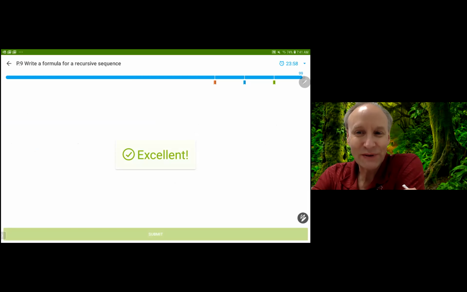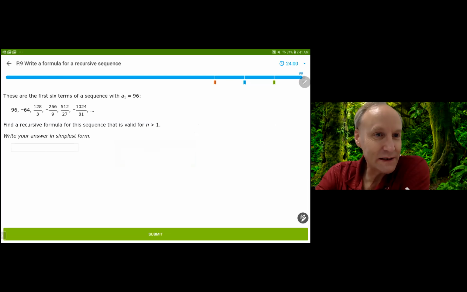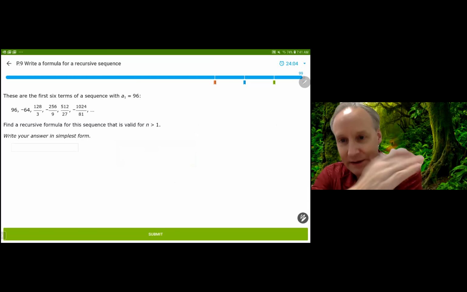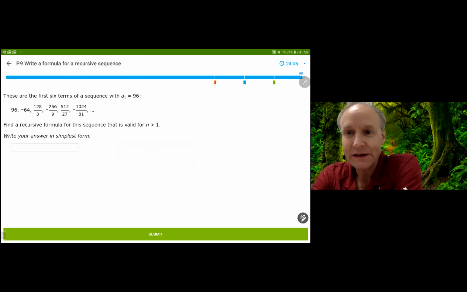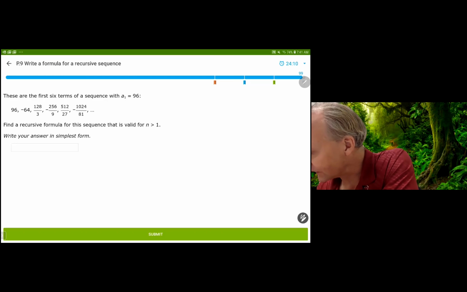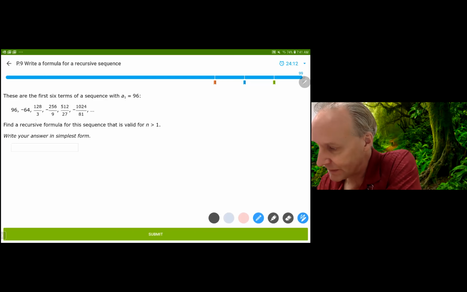And we have one last one. Hopefully you guys can get it. And okay, we're alternating negatives. I hope you saw that right away. So our multiplier is going to be negative. And I'm going to look at this pair, just like I did last time. Look at that pair right there.